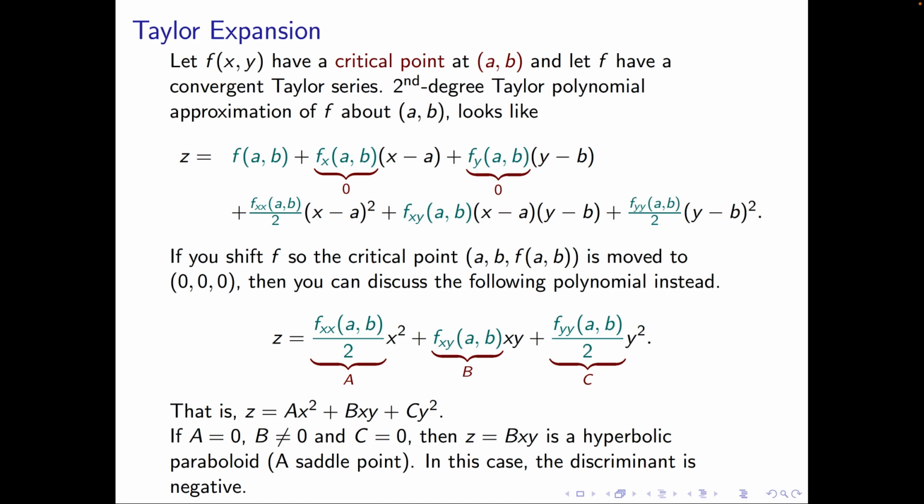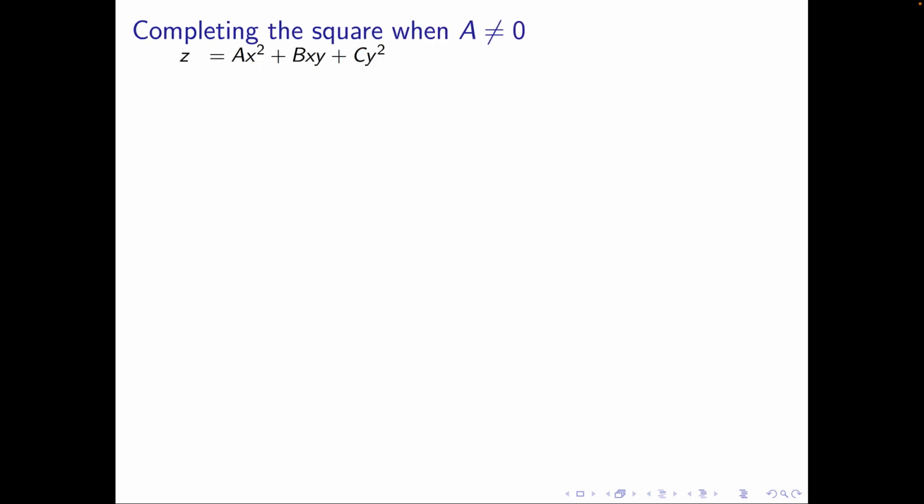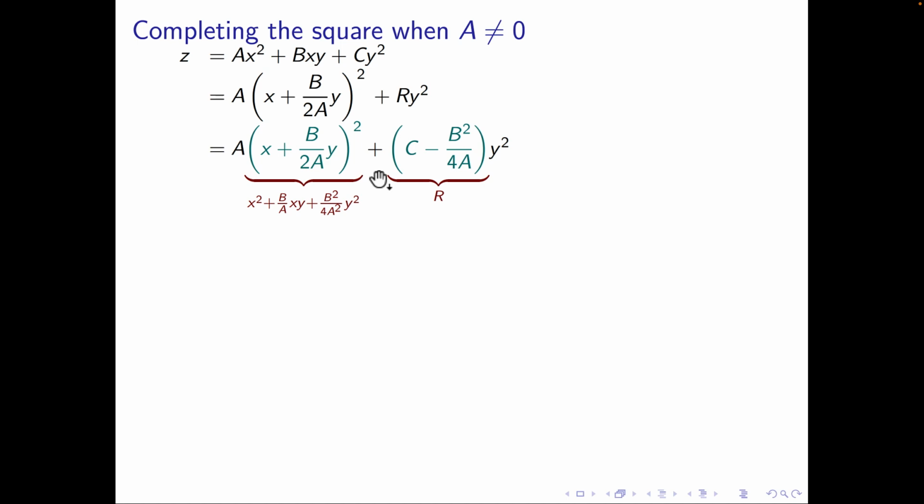So let's assume A or C is not 0, and from there I start with A not equal to 0. Symmetrically, C not equal to 0 gives me the same thing. I complete the square between the x squared terms, because A is not 0, I can factor it out, and then there will be a leftover. The leftover is going to be in terms of a y squared term. And computing the leftover, I get this r.